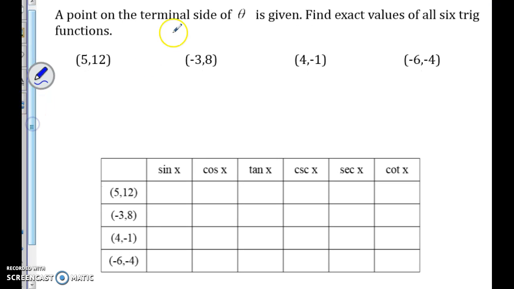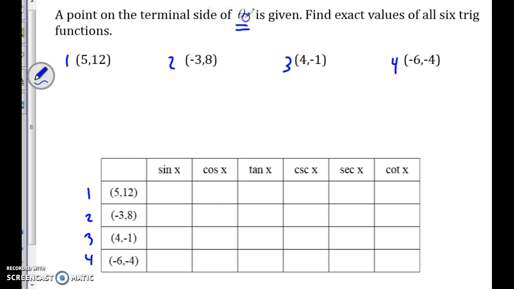So it says a point on the terminal side of theta is given. Find exact values of all 6 trig functions. Well, once again, I don't feel like writing sine, cosine, tangent, cosecant, secant, cotangent down every time. So I'm going to do these separate problems all on a table. So now this time, a point on the terminal side of theta is given.